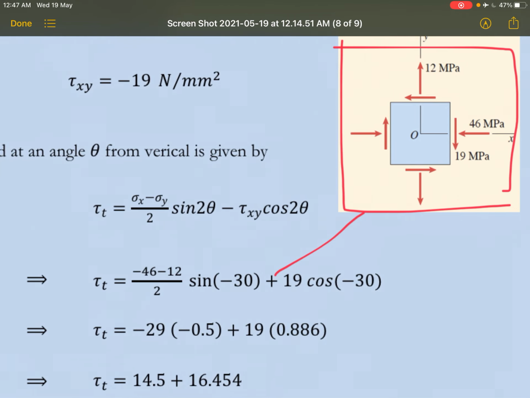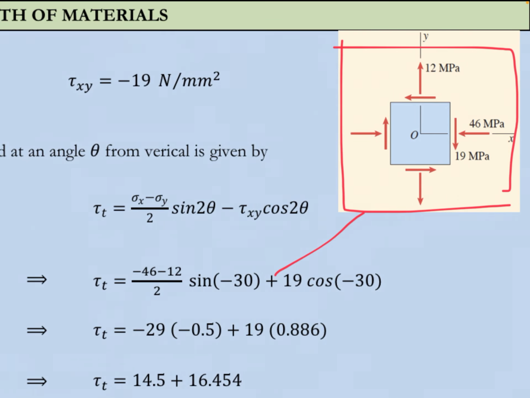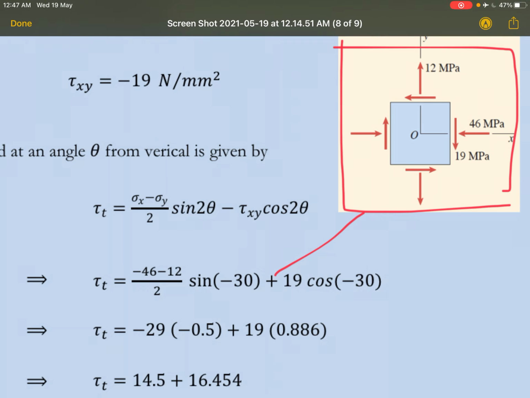So what we have to do, we have to again find the direction, find the sigma n and sigma t on a plane which is 15 degree in clockwise direction from the vertical. So this was the case. In this question, theta is given as 15 degree but in clockwise direction.